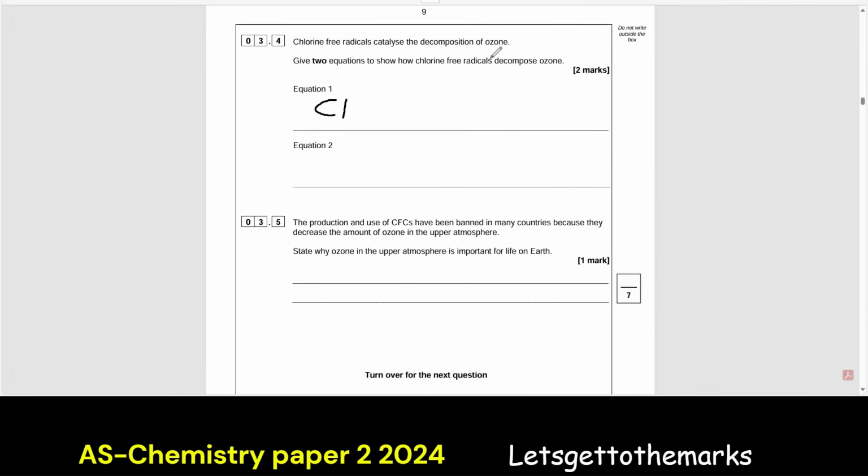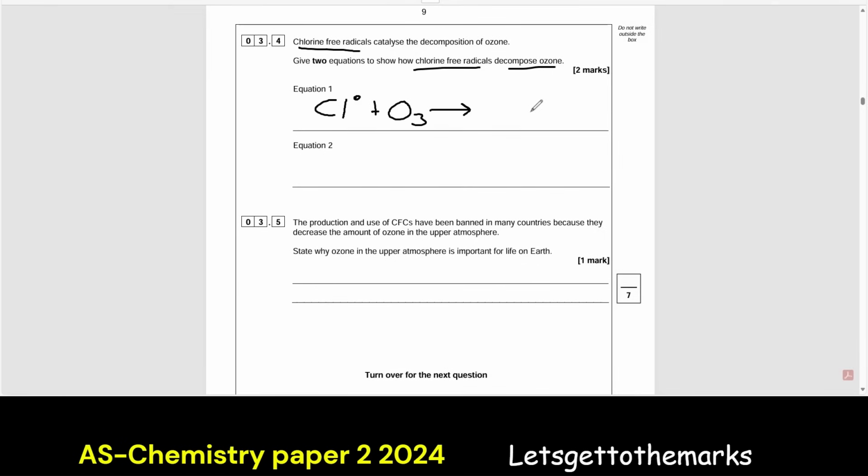So two equations, let's show how free radicals decompose ozone. So we know we've got a chlorine free radical, right? We know that's in the equation, and we know that it's going to react with ozone. It's telling us it reacts with ozone. So you know your starting point. If you haven't memorized it, they're giving you a clue. Chlorine free radical plus ozone. What's it going to make?